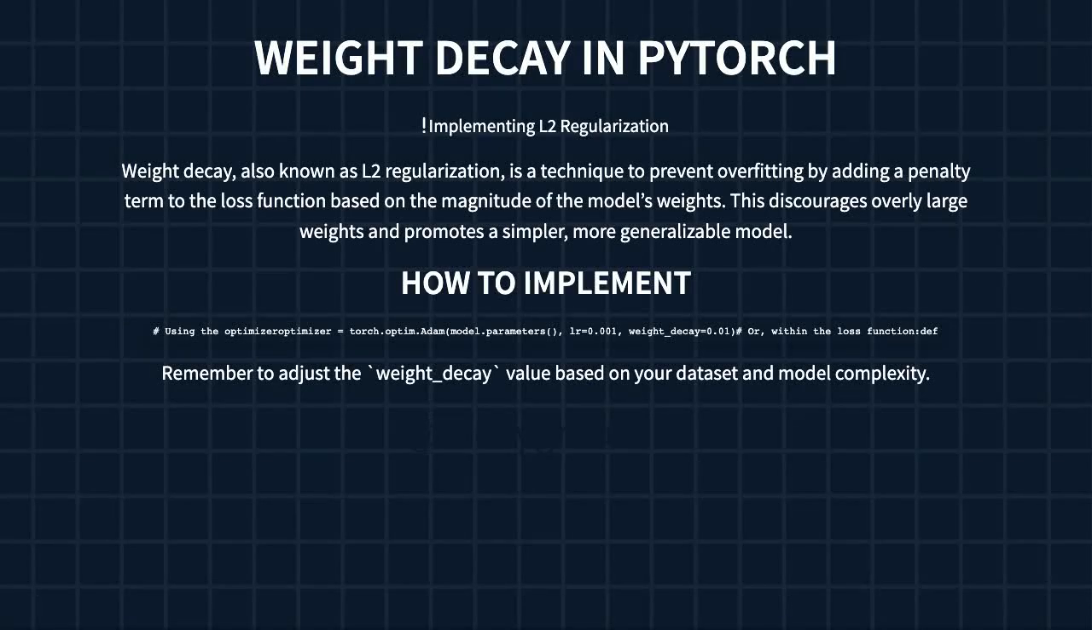Got it? Okay, let's talk about weight decay. It's a super common technique in Pytorch to help prevent overfitting. Basically, it adds a penalty to the loss function when the weights of your neural network get too big. Think of it like telling the model, hey, don't make those weights ridiculously huge, keep them relatively small. You can implement this either directly within your optimizer, setting the weight decay parameter, or you can build it into your custom loss function by calculating the sum of the squares of all the weights and adding a term proportional to that sum. The key is to tune the weight decay value, experiment with different values to find what works best for your specific problem.